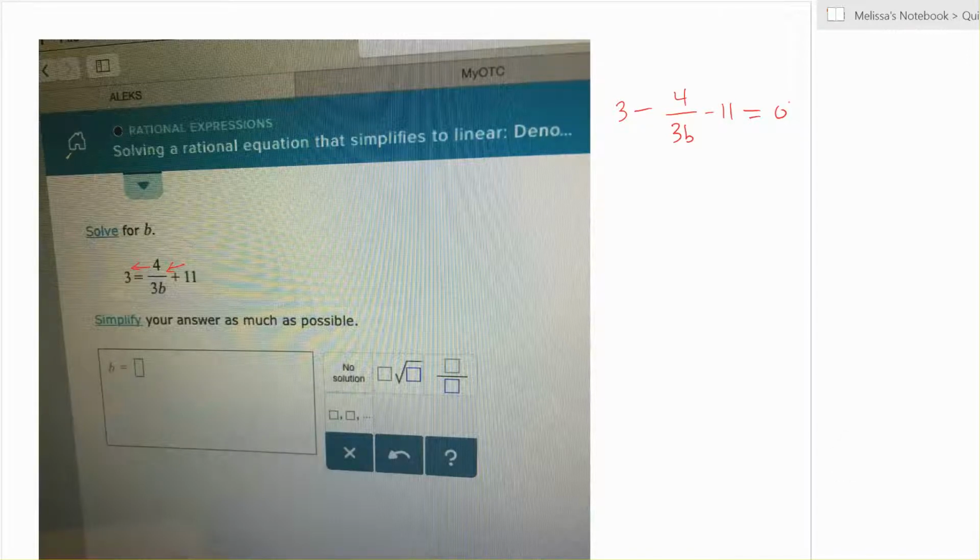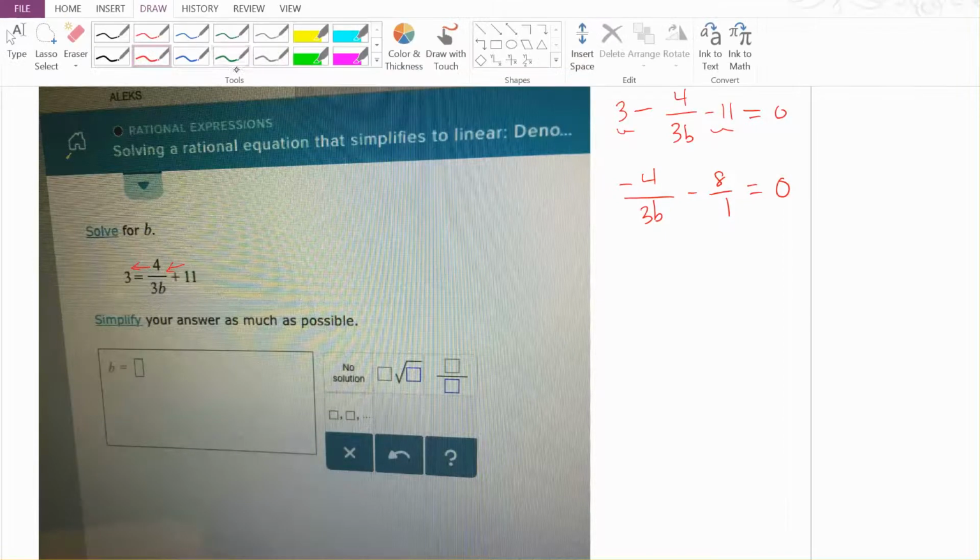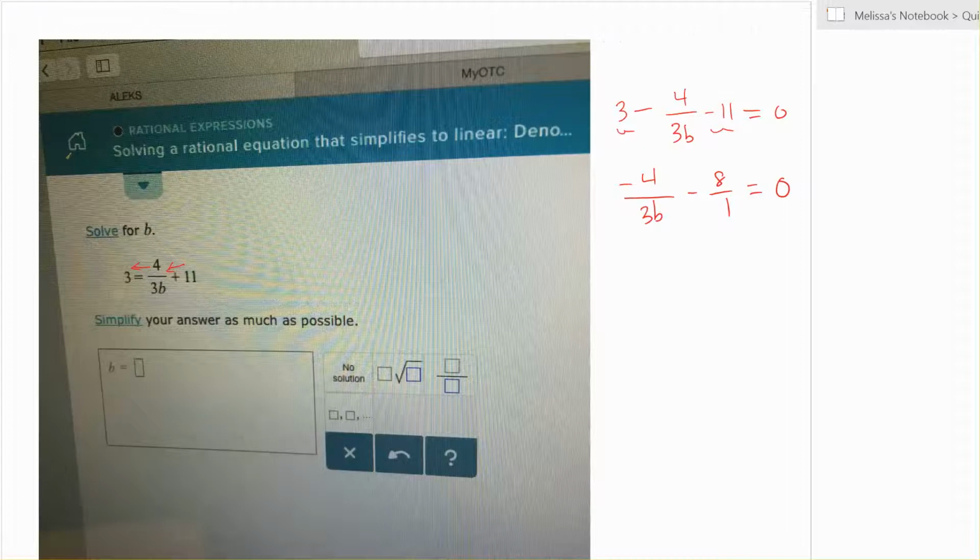Now let's go ahead and combine the 3 and the negative 11. So 3 minus 11 is negative 8. So I have negative 4 over 3b minus 8 over 1 equals 0. Now we need to get a common denominator. So that's why I wrote the negative 8 over 1.